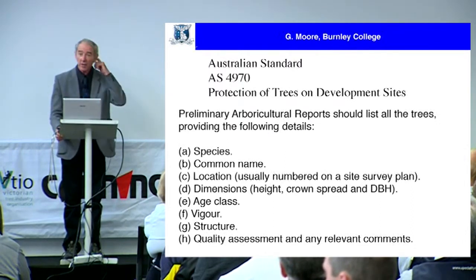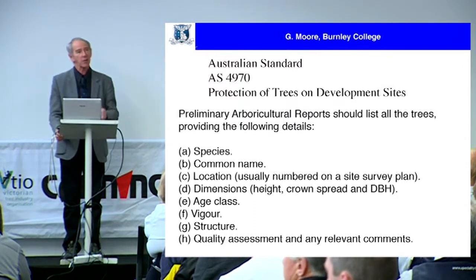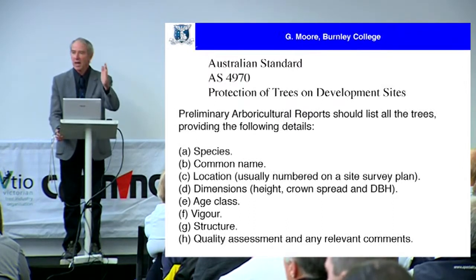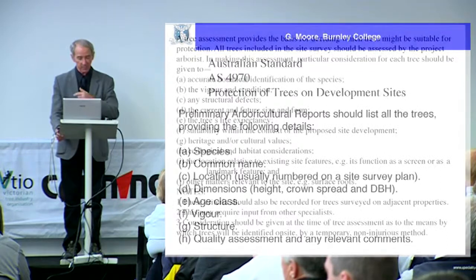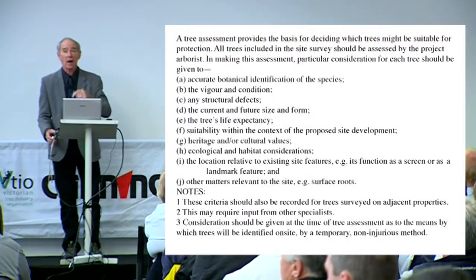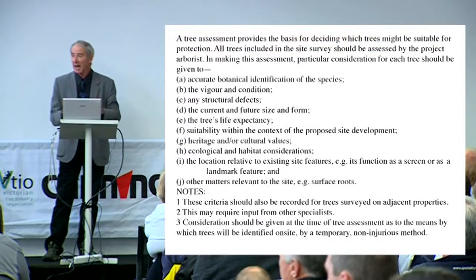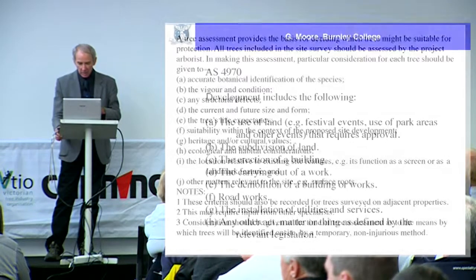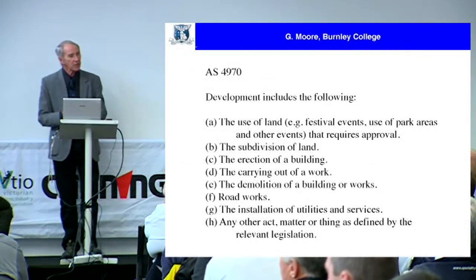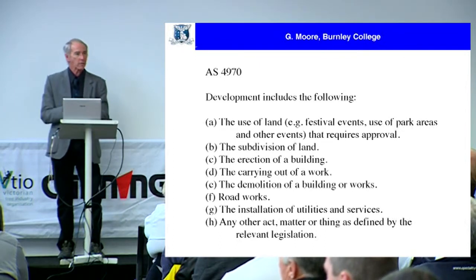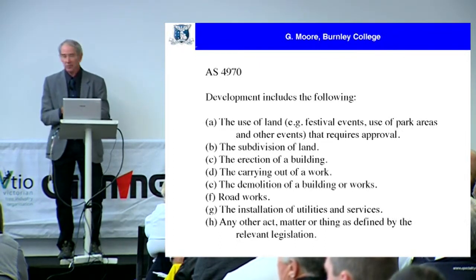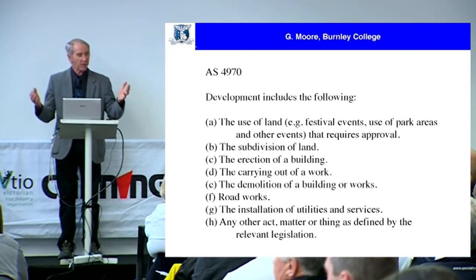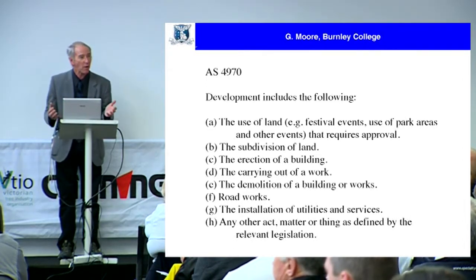And one of the things that I like about it is there is a role for a trained and qualified arborist, okay? Trained and qualified arborist. And you're asked to do things, and some of them are listed here. And then you're asked to give a much more detailed analysis. Now, within the standard, it's very flexible what development means. Don't you love the fact that the standard covers festivals, use of parks, other events that require approvals?